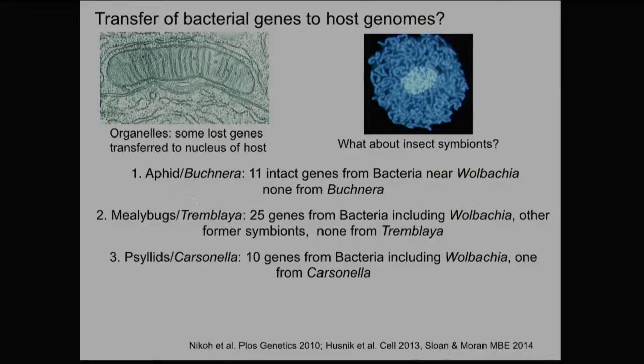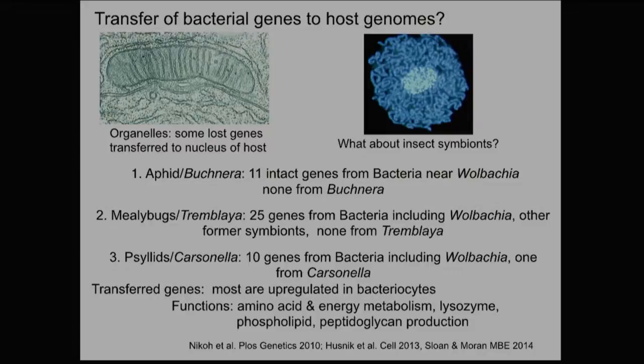There's also mealybugs and Tremblaya. This is the most striking case, and I'll mention it again in a minute. It had a whole collection of genes from bacteria, including Wolbachia and some other symbionts, but none from its main symbiont, which is called Tremblaya. And then psyllids and Carsonella show a similar pattern. It had a handful of genes from bacteria, including Wolbachia, and only one from its main symbiont, Carsonella. So these host genomes have bacterial genes, but they're not from the symbiont. They're probably from past symbionts.